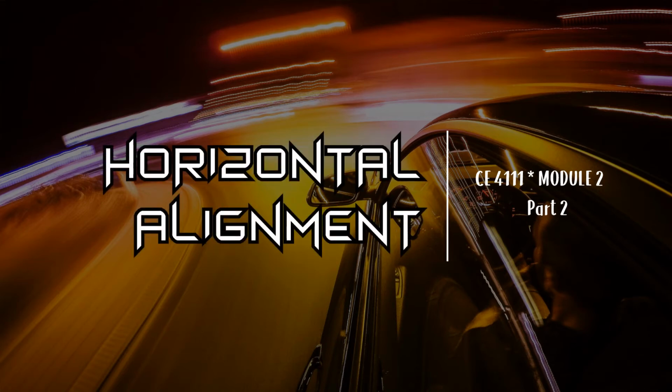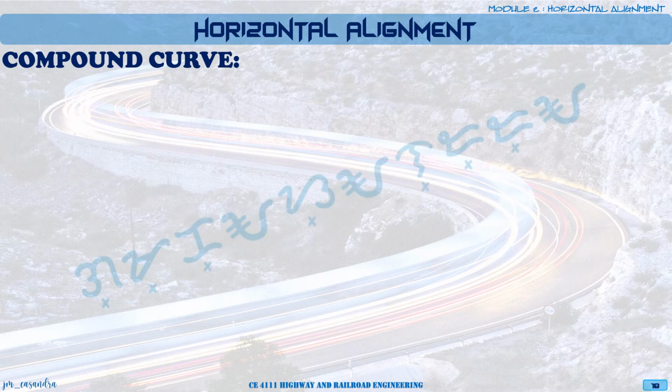Today we're going to discuss part 2 of Module 2 for the subject CE411, which is horizontal alignment. In our previous discussion, we introduced the importance of horizontal alignment, and we have also discussed the first type of horizontal curve in which we apply the alignment. Here, we'll be discussing the other curves that we apply in our road, which is the compound curve.